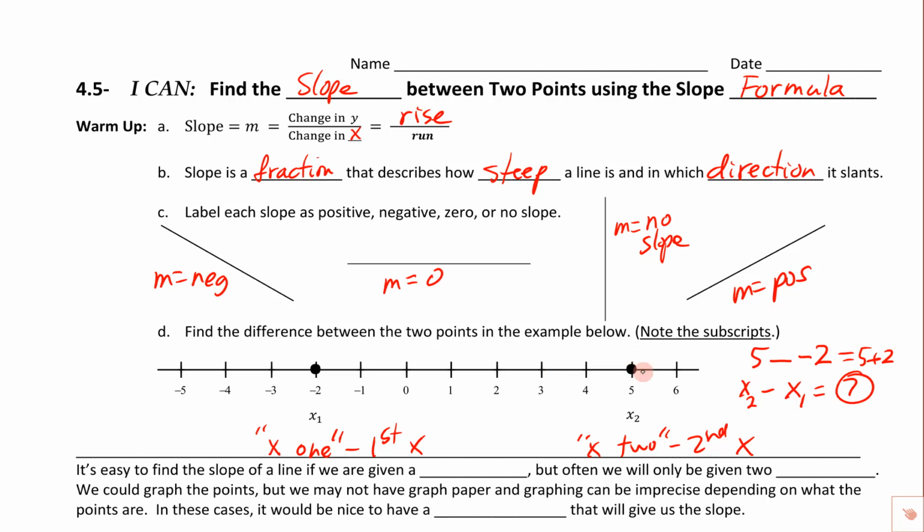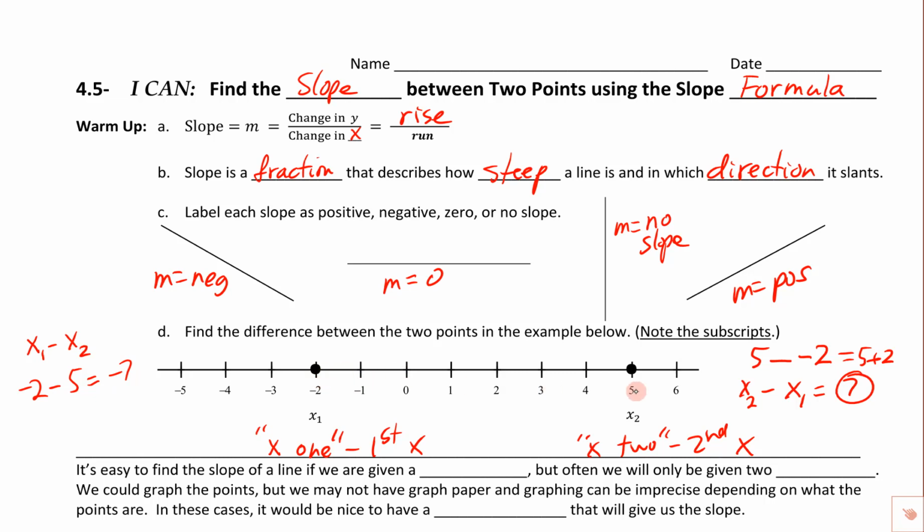Now, I usually have somebody say, well, hey, why can't you just do it backwards? So let's check and see what would happen if we did do it backwards. Let's say we did x1 minus x2. So x1, that's the first x, that would be -2. We'll write a minus. And then x2, that's the second x, that's a 5. So we put those together and we get -7.